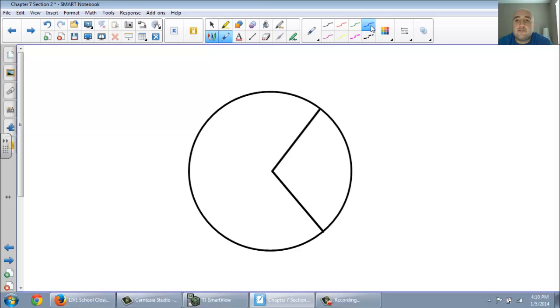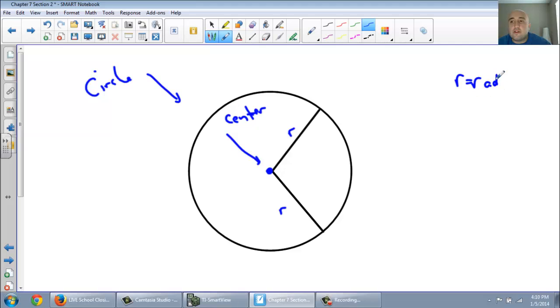All right, so I have a picture of a circle. Hopefully you know that this is a circle. I'm going to fill in this point right here. That is the center of your circle. Each one of these arms here will be r. What does little r stand for? Hopefully you know that that stands for radius of your circle. It's the distance from the center to the side of the circle.